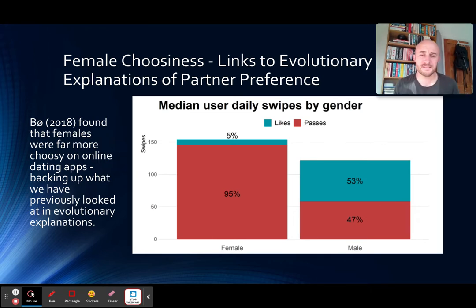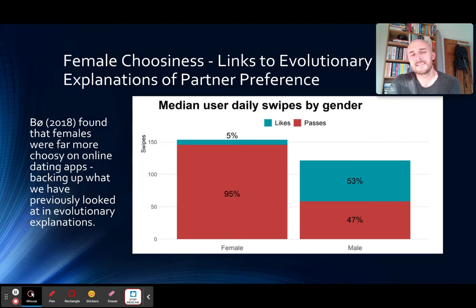You only have a 5% chance of being swiped right on, whereas males will swipe right on over half of the people they come across. Males are not selective. They take a scattergun approach, and they'll swipe right on as many people as they can with the hope of just getting 2 people. And they are not selective at all.